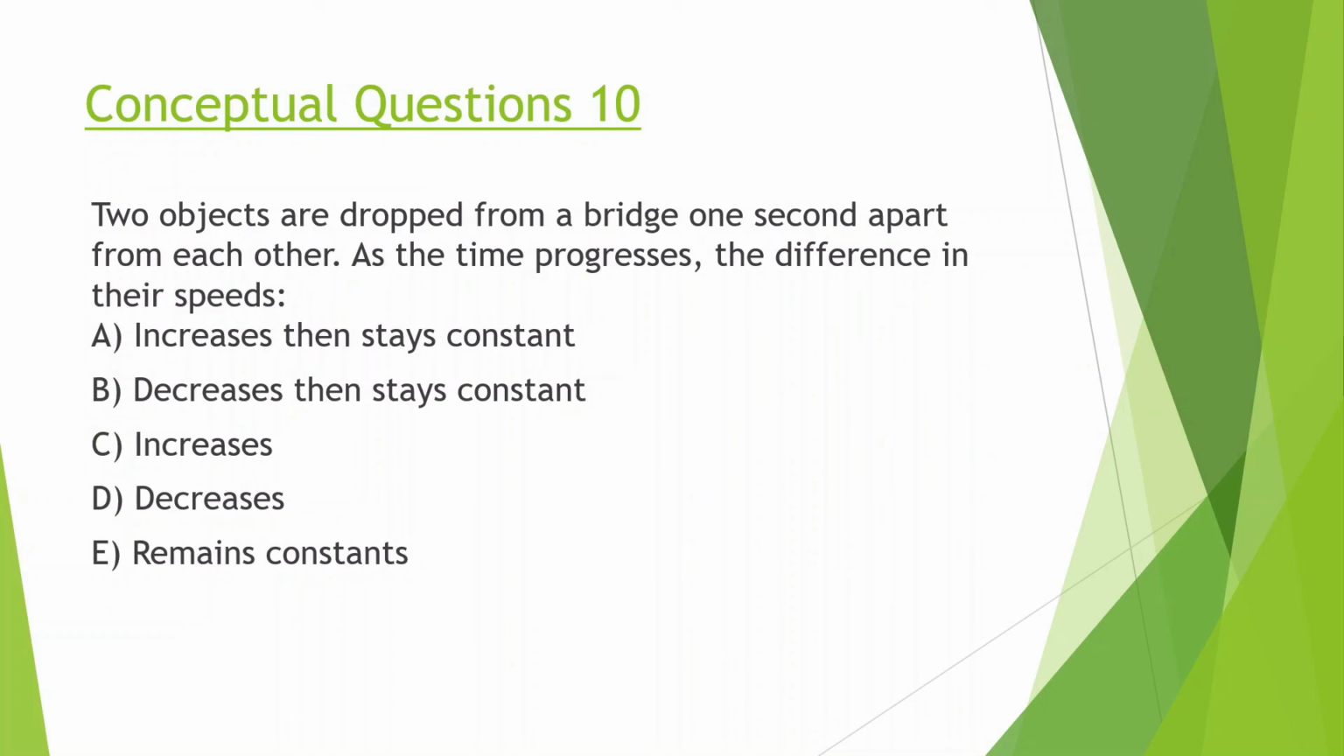Two objects are dropped from a bridge 1 second apart from one another. As time progresses, the difference in their speed: A, increases, then stays constant; B, decreases, then stays constant; C, increases; D, increases; E, remains constant.